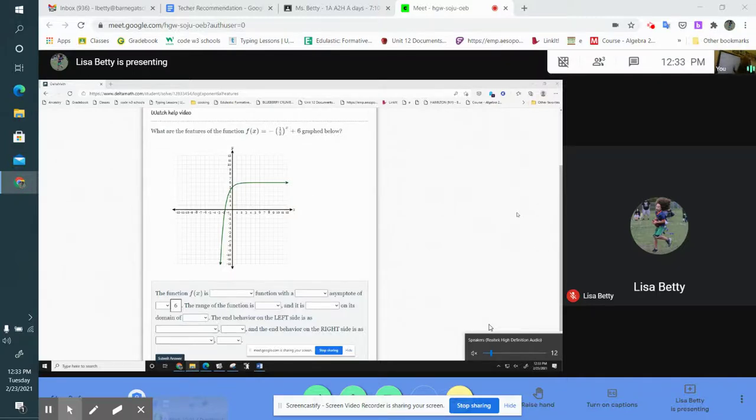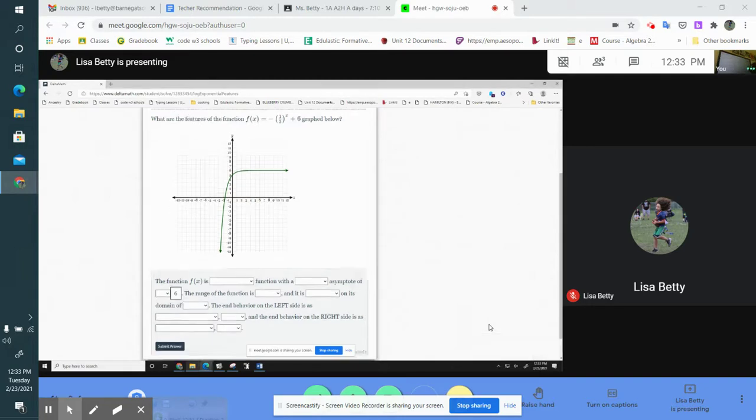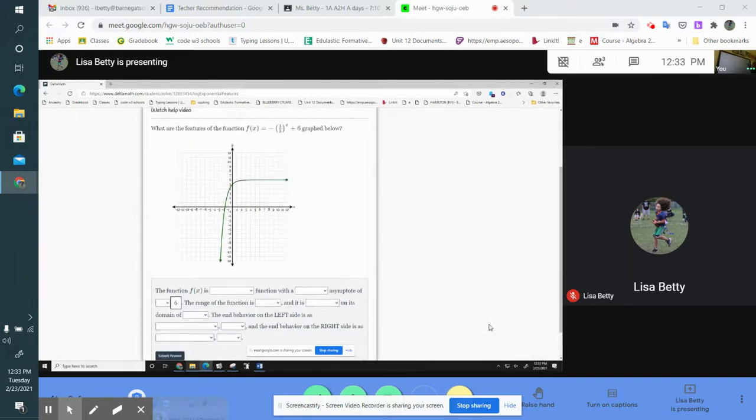All right, so Delta Math, features of exponents and logs. So just to review, they give us this function, and it doesn't say the word log, and it is an exponential because it's got that little x up there. So we are going to say it's an exponential function.